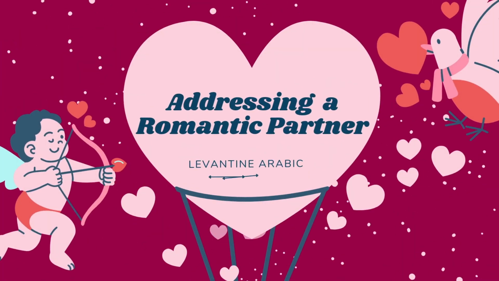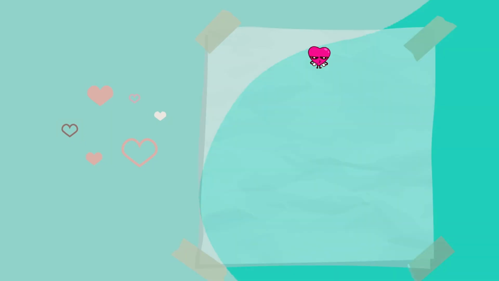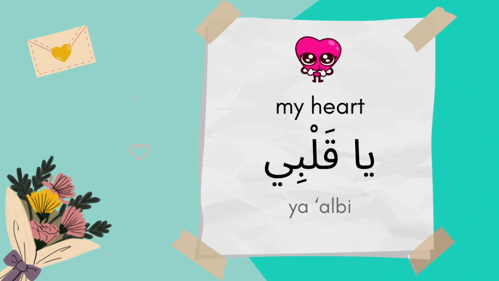Now let's talk about phrases for addressing a romantic partner. First up, we have my heart, which is ya qalbi. Now, ya is a way to call out to someone and to emphasize that you're calling out to someone, so I'm including it in these phrases for a sense of passion and emphasis. So my heart is ya qalbi.